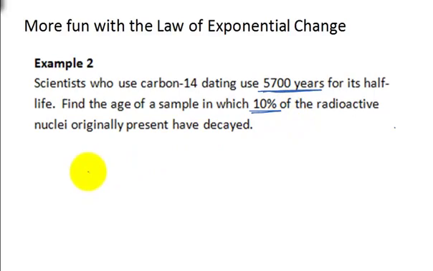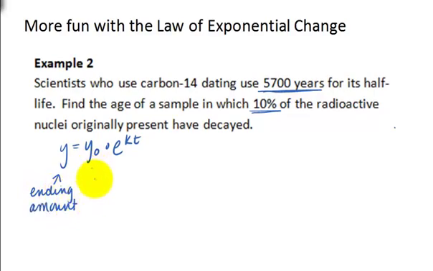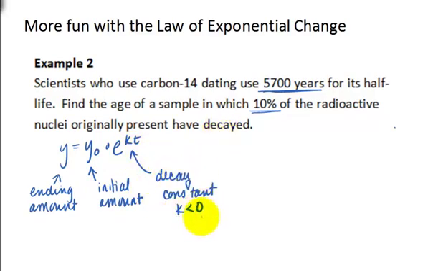Before we start this problem, let's write down our growth or decay equation, which is y equals y naught times e to the kt. And recall that y is our ending amount. Y naught is our initial amount. In this particular problem, k is going to be our decay constant, and it should end up being less than 0 because this is a decay equation. And then t is the amount of time.